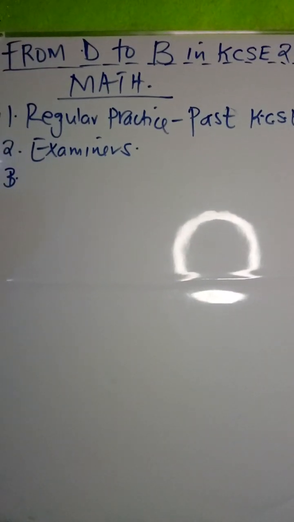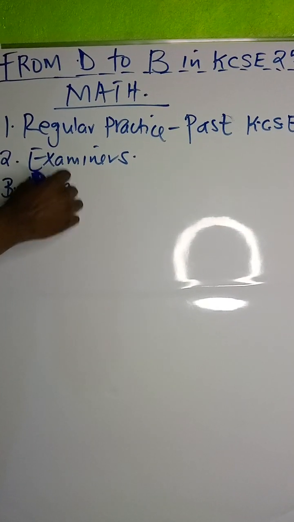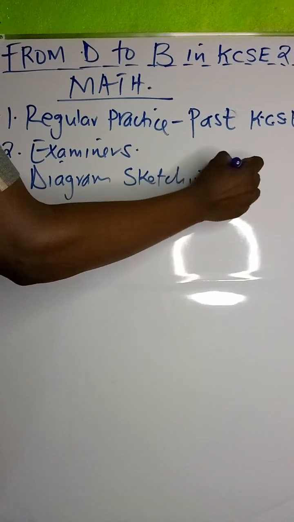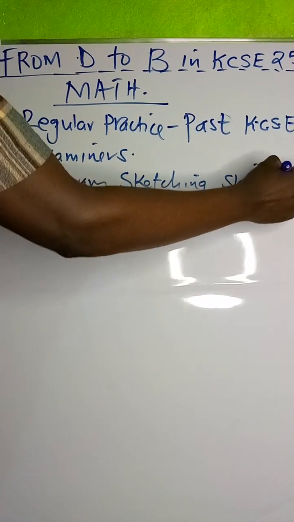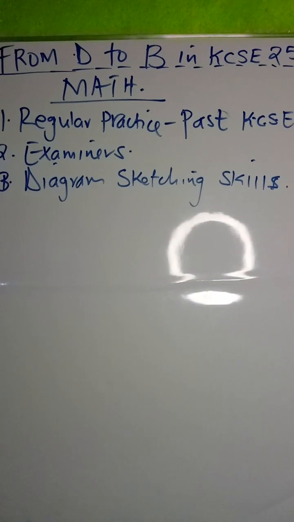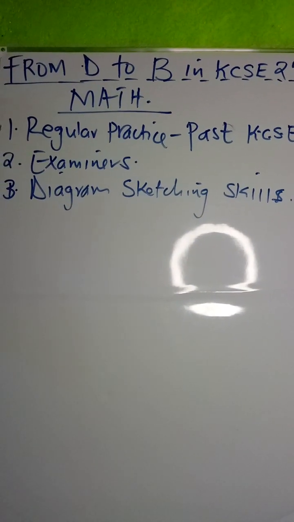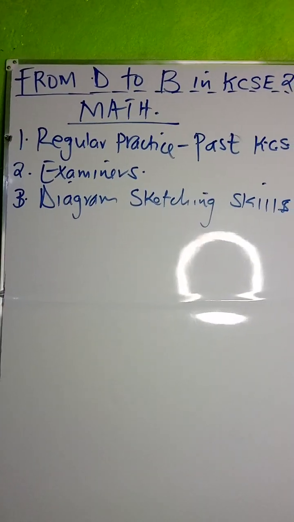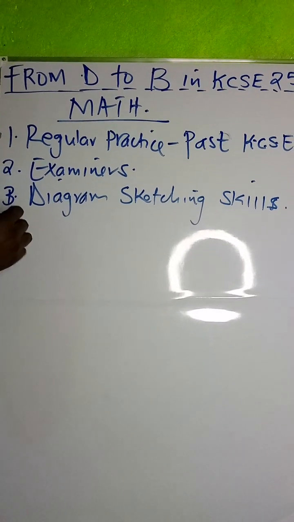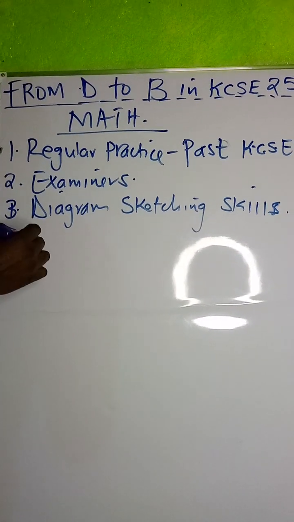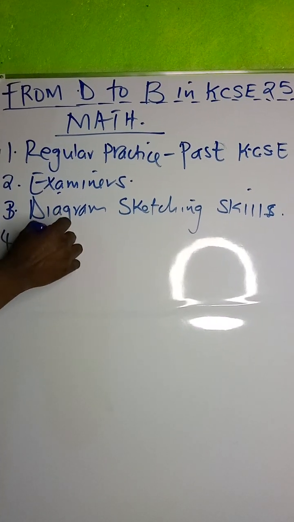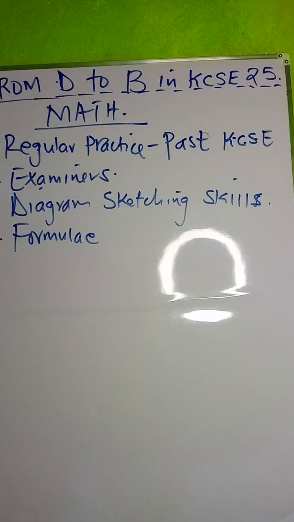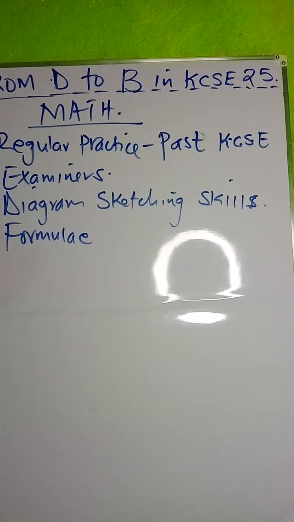We'll have that as our point number 3: have diagram sketching skills. That means you should be able to sketch a trapezium, a rhombus, a parallelogram, a square, or a circle. Make sure that you sketch it properly. Then number 2, when you are working on your questions, make sure that you write the correct formula, because if you use a wrong formula, it's going to affect your working.